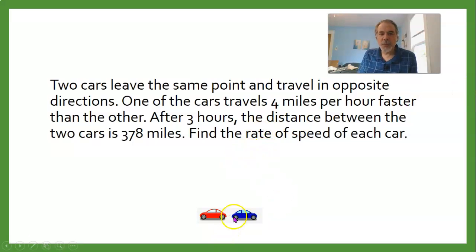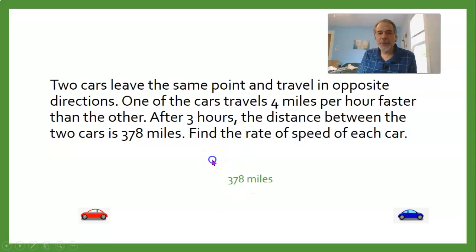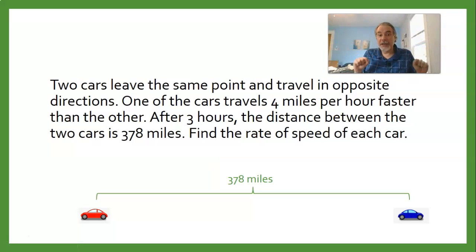So here's what's going on. We got these two cars. They leave the same point, and they travel in opposite directions. And then after 3 hours, the distance between them, how far apart they end up at, is 378 miles. And we're trying to find the rate of speed of each car, how fast each one was going.